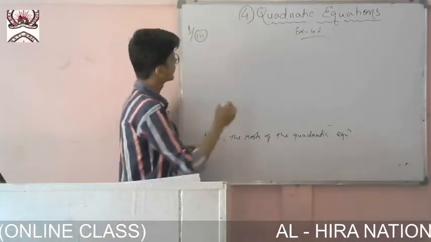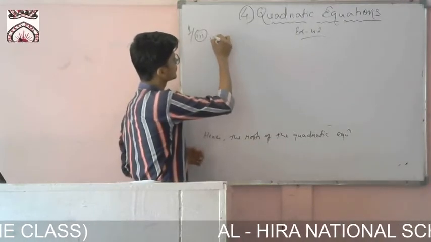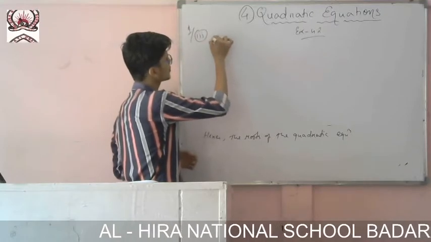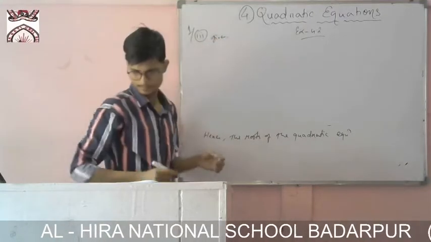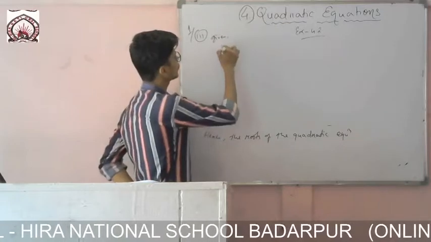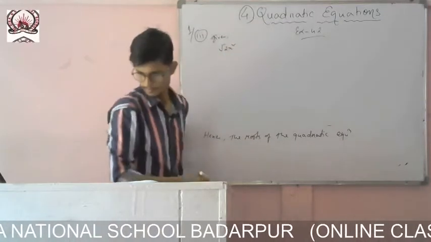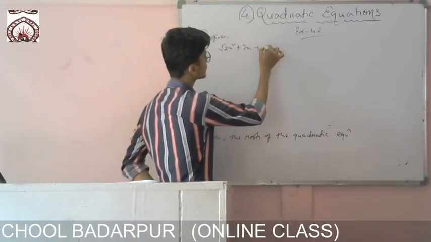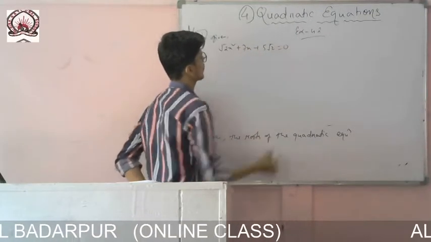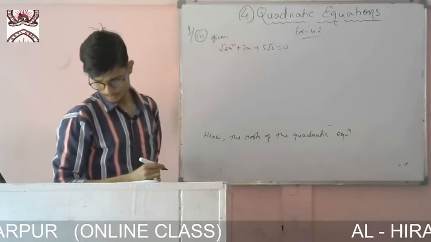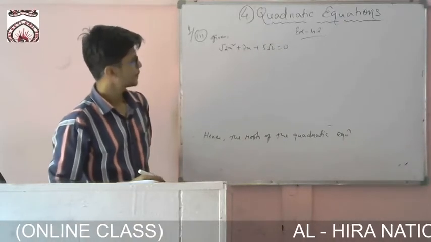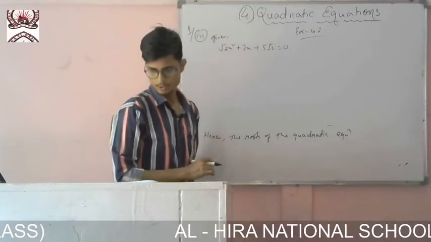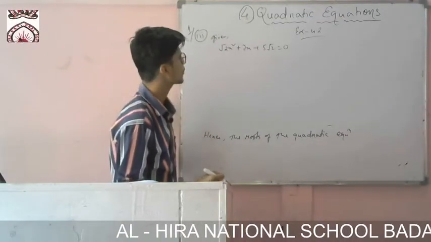Roman number 3, what is given? Write the equation as given. √2x² + 7x + 5√2 = 0. Here also you have to find the roots of the quadratic equation.